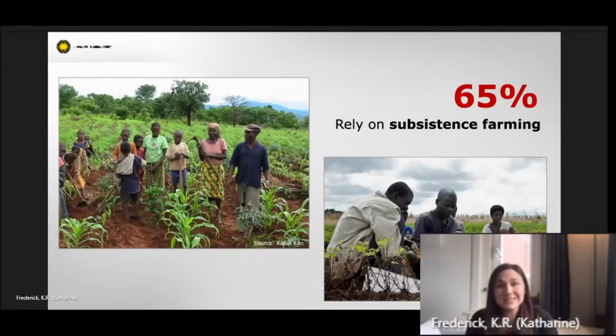All right, so 65% of sub-Saharan Africa's population relies on subsistence farming. Subsistence farming is basically agricultural production that is primarily intended to feed one's own family. So under a system of subsistence agriculture, successful harvests basically become a matter of life and death. As a result of this very strong reliance on subsistence agriculture, African communities are extremely reliant on the natural environment, as you can imagine.